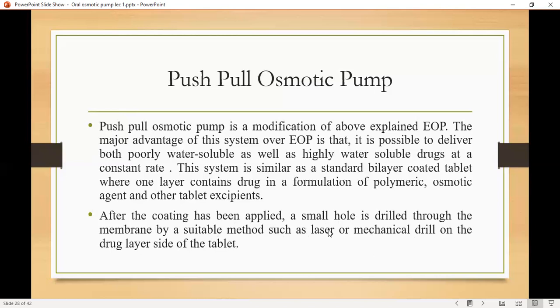Through laser, you can make a hole, or you can use any mechanical process suitable for your system to make a hole on the surface of the tablet on the side where the active substance is present, because the osmotic pump contains the drug in a bilayer tablet form. One layer contains the active ingredient in a polymeric matrix, and the other layer contains excipients. So a hole is drilled through the membrane by a suitable method such as laser or mechanical drill on the drug layer side of the tablet.